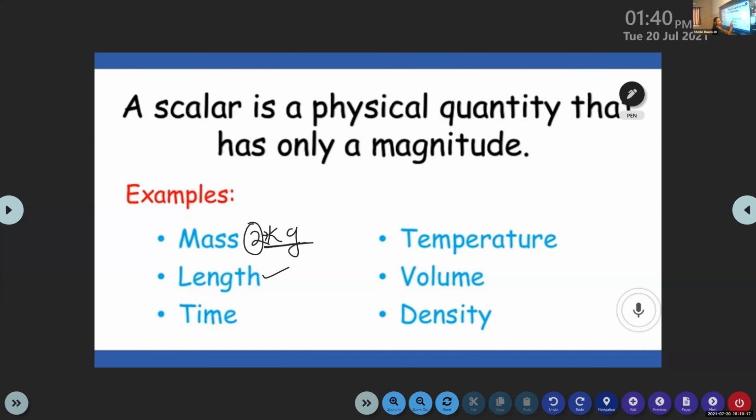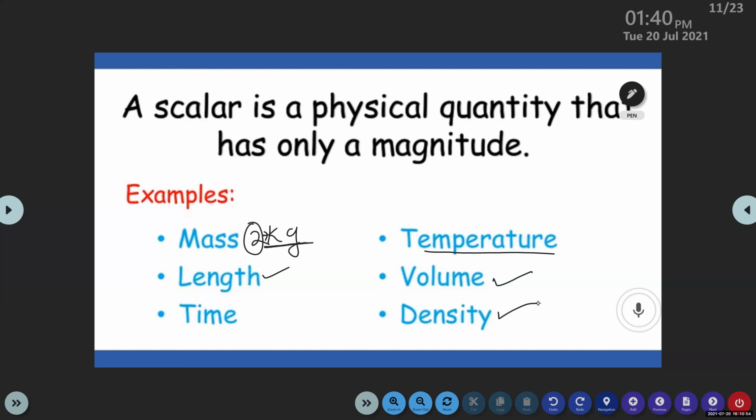Similarly, temperature. We can measure the temperature in terms of degrees Celsius or in terms of Kelvin. We cannot represent it as 70 degrees Celsius or 30 degrees Celsius towards east or west. Here the direction cannot be specified, so it is a scalar. Similarly, volume and density are all scalar quantities. So scalar quantities are the physical quantities that have only magnitude and no direction. Can you say the definition for vector quantities? What would be our vector quantity then?